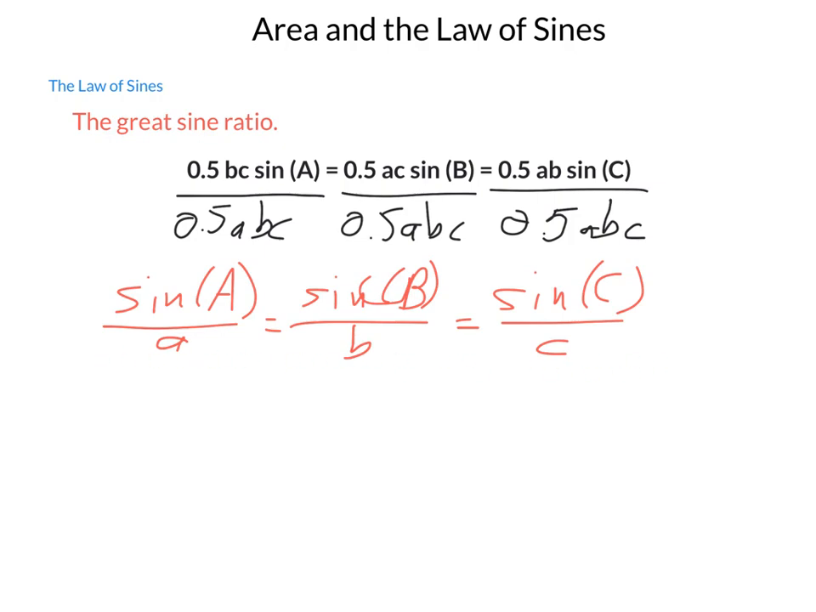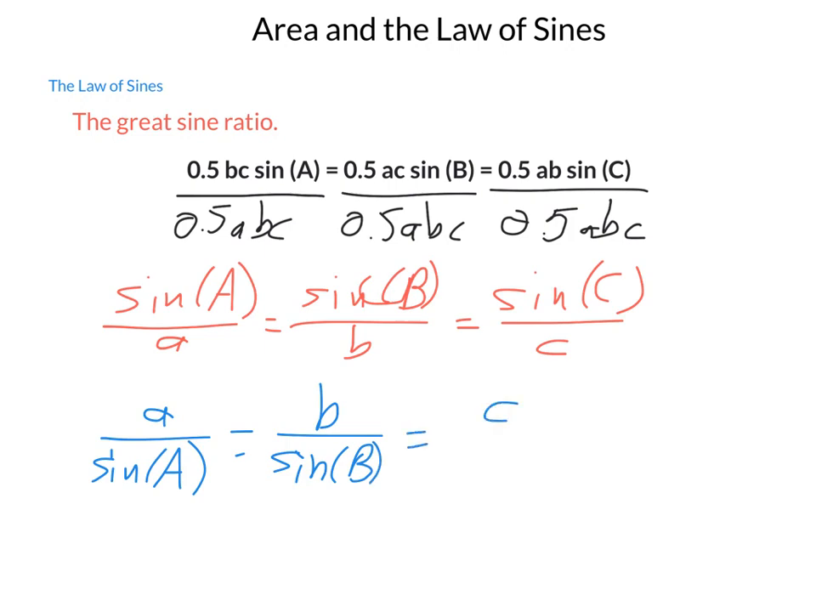Of course, applying our properties of congruence when it comes to ratios, we can also take the reciprocal of all these and say side length A over the sine of angle A would be equal to side length B over the sine of angle B, should be equal to side length C over the sine of angle C. And as long as I have any two of these fractions, I can solve for what's missing.